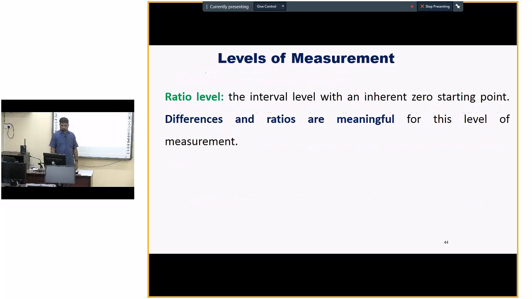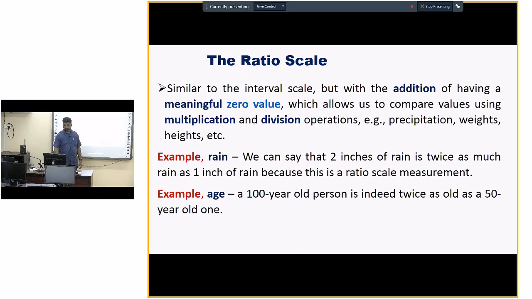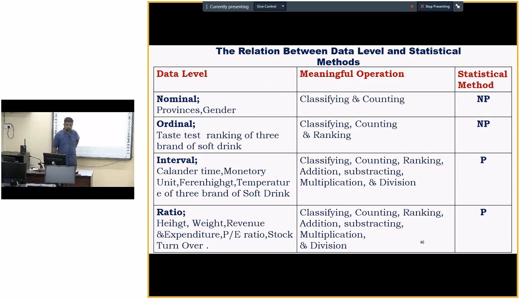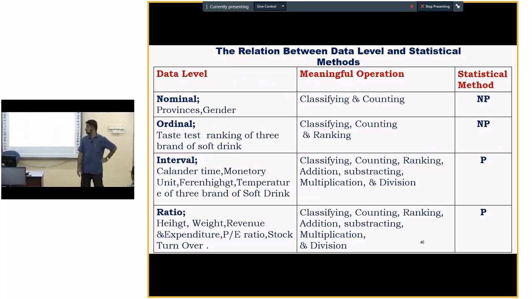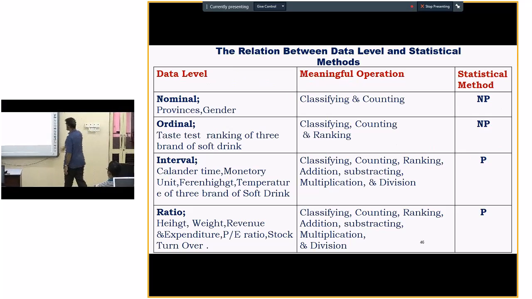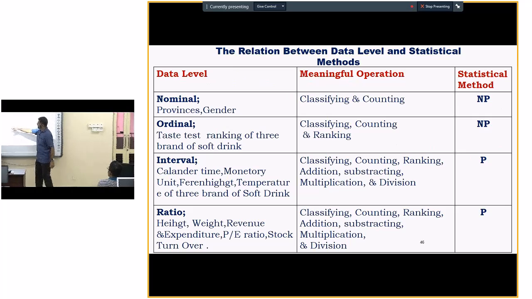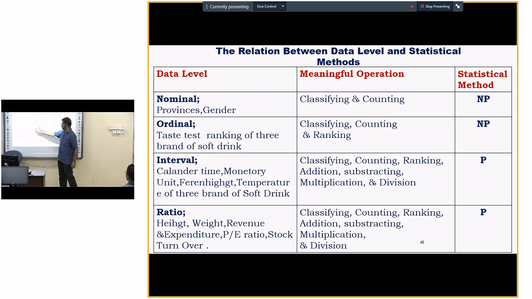Right. Now we can refer to a number of examples here. Now this is another important chart. If you have nominal or ordinal level data, examples are also given. You can classify, count and rank.